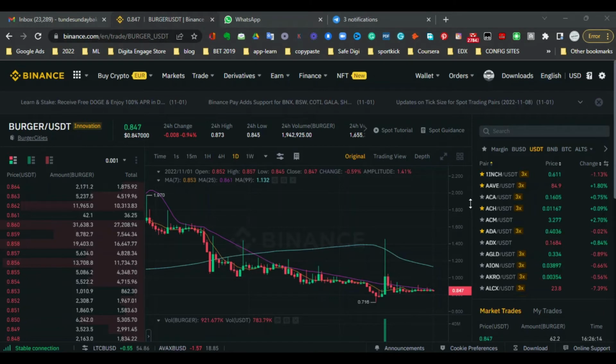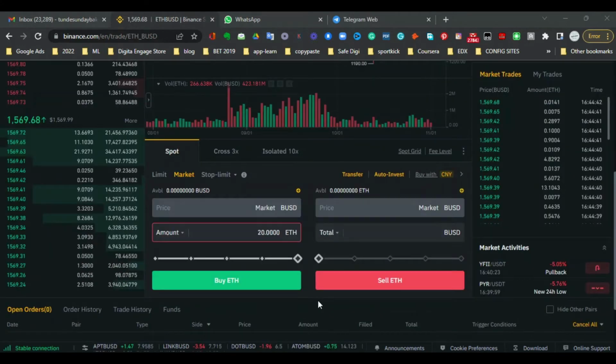Binance Spot Trading offers 3 spot trading options. That is, in Binance Trading, we have 3 types of spot trading options. The first option is market order. The second option is limit order. And the third option is stop limit order.